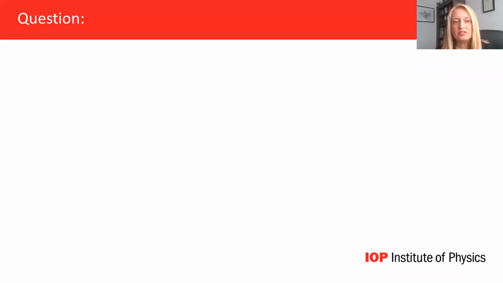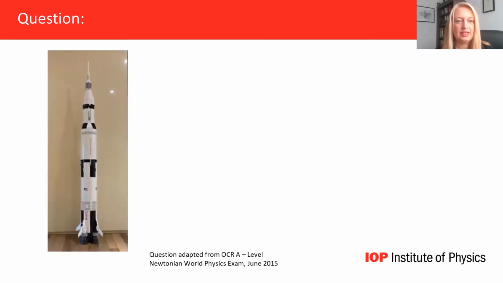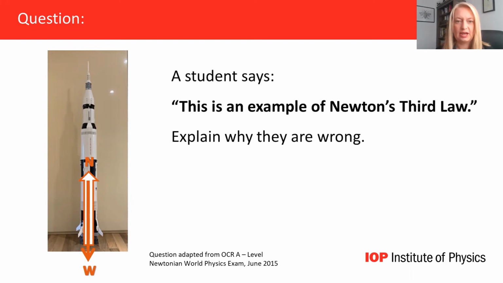Okay, so we're going to start off with a question that comes from the 2015 A-level series, and it's quite similar to this one. It starts with an object on a surface. We have the downwards force labelled, we have the upwards force labelled, and when talking about the diagram, we have a statement which is along the lines of a student saying, this is an example of Newton's third law, and then to explain why that statement is wrong.